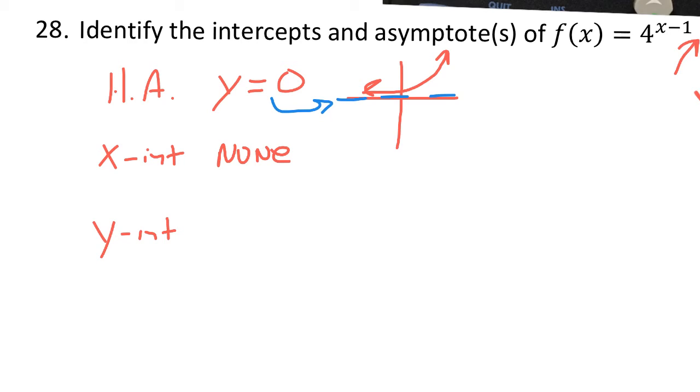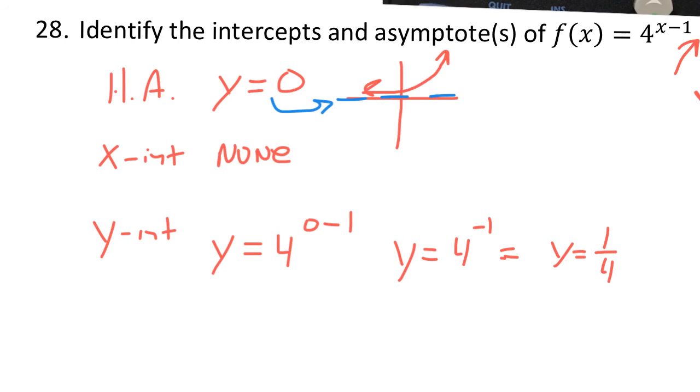And the y-intercept we can simply get by letting x equal 0. So 4 to the 0 minus 1 would be 4 to the negative 1, which means 1/4. Because remember, negative exponents don't change the positive or negative side of the number. A negative exponent just simply means that guy should be on the bottom with a positive exponent. So y equals 1/4 is the y-intercept.